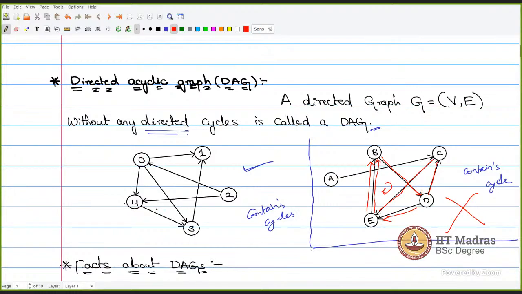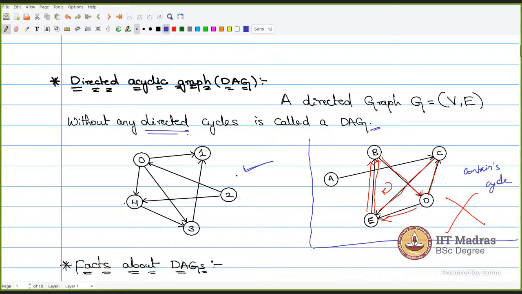Now give me one cycle inside this graph. No, sir, there is no cycle. No cycles, it's a DAG, sir. Correct. It's a DAG. So this is a DAG.